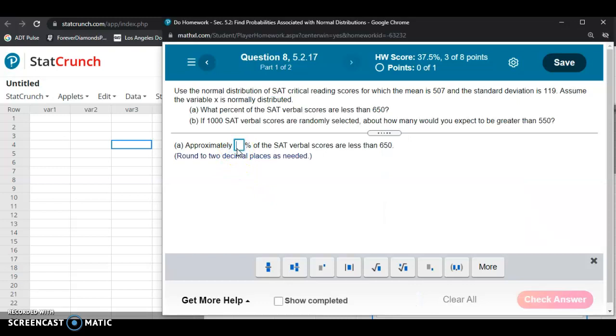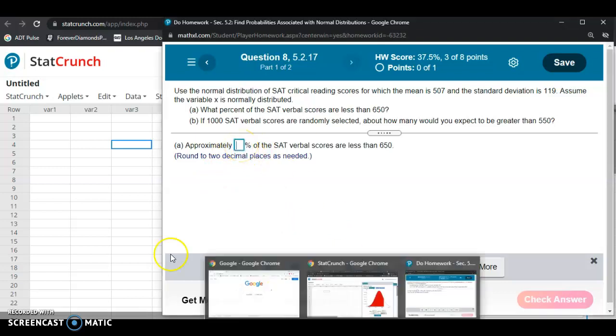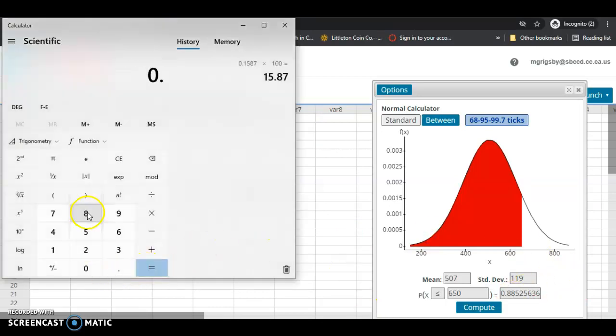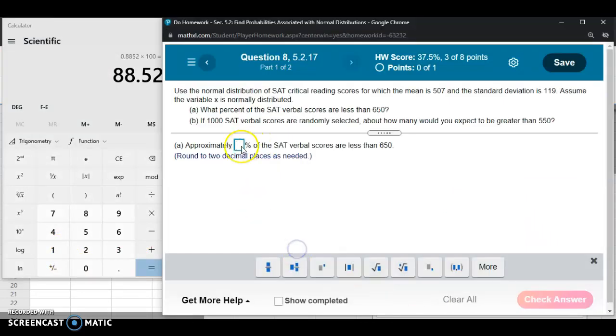This is where you've got to be careful because you'll notice that next to the answer box, it has the percent symbol. When you see that, you want to enter your answer as a percentage rather than as a decimal, because if you enter it as a decimal, 0.8852, it's going to mark it as incorrect. So you're going to take 0.8852, which is rounded to 4 decimal places, and multiply it by 100 to convert it into a percentage. So you get about 88.52% of the SAT scores on this critical reading section were less than 650.